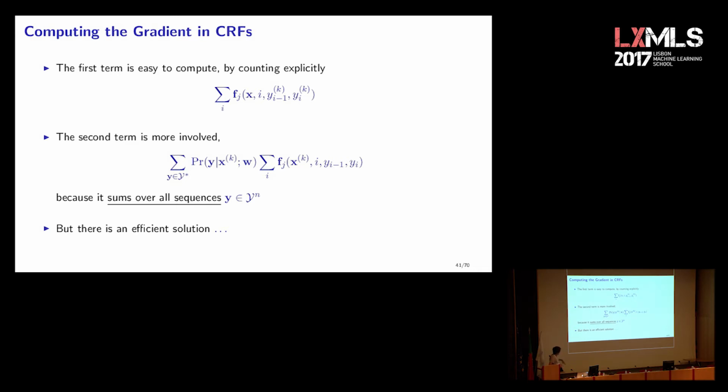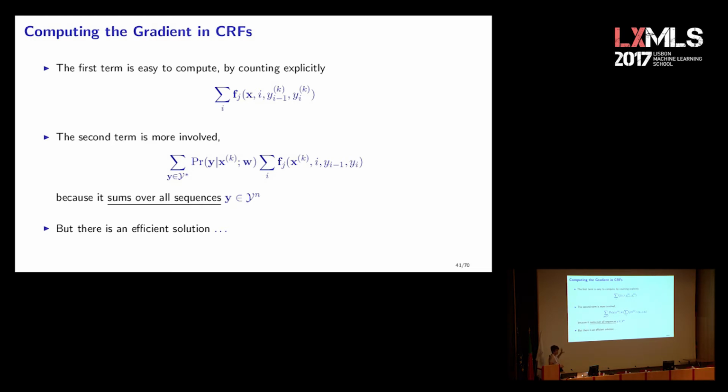So the solution is based on the forward-backward algorithm, okay? And it will make use of the fact that our feature vectors have this factored form, okay? At the beginning of the first part of the lecture, the fact that our representation was factored was critical to make the computation tractable, the argmax, the prediction tractable.